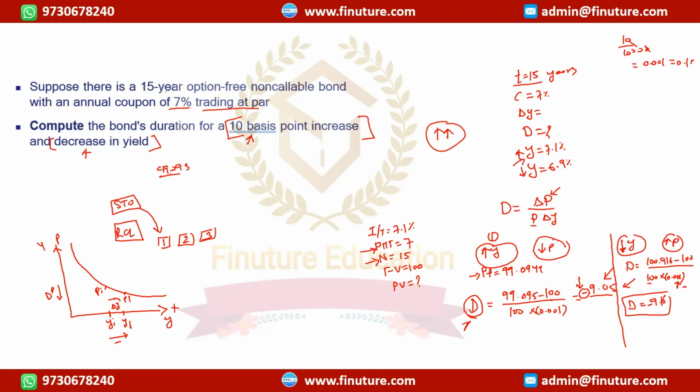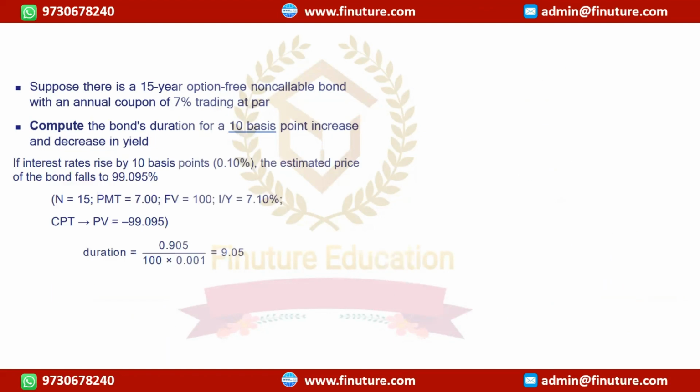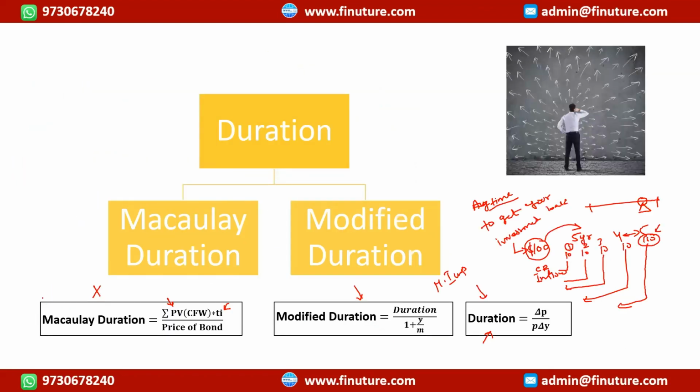Okay, I see. It's like a gradient type of thing. Yes, it's a slope. Yes, it makes sense. So duration is a kind of slope of the bond price graph. So from an exam point of view, that's why I was emphasizing, don't focus on this Macaulay duration. Just understand the interpretation that it's the time you need to get your investment back.